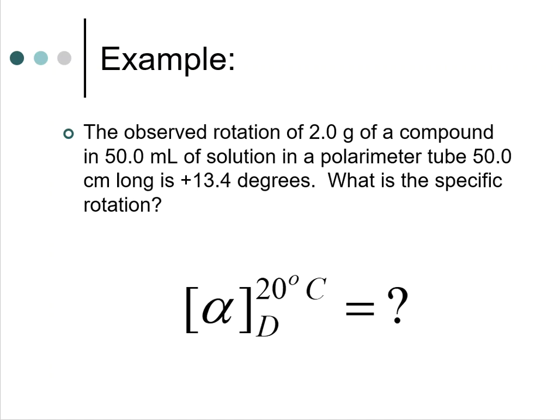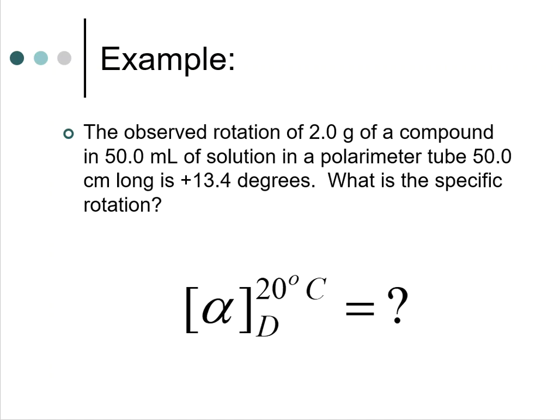I left you with a question, and here was the question. The observed rotation of 2 grams of a compound in 50 mils of a solution, it told you how you made your sample, in a polarimeter tube 50 centimeters long, is 13.4 degrees. What is the specific rotation? Okay, so I showed you the equation that we had to use for this, didn't I?